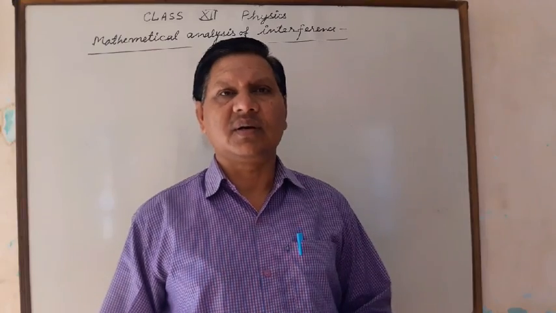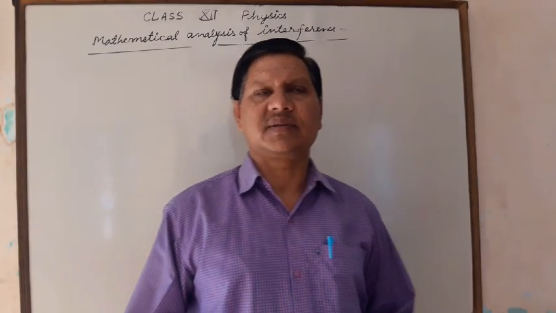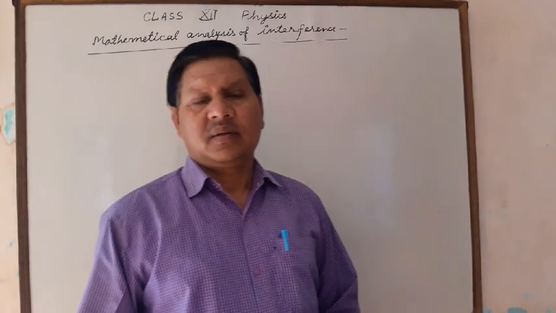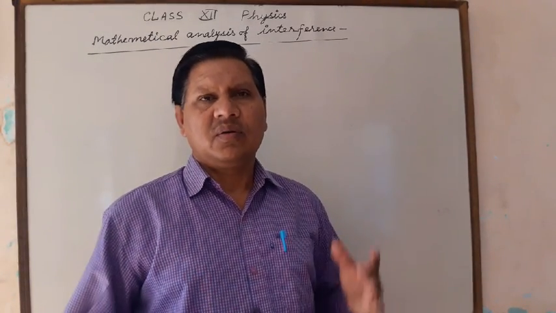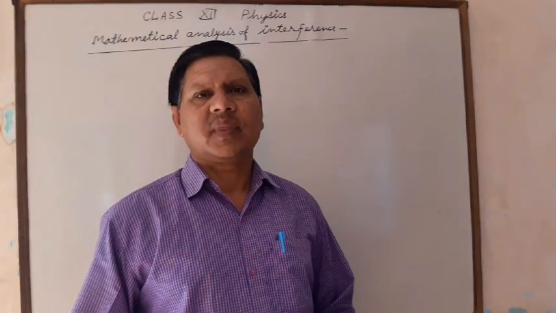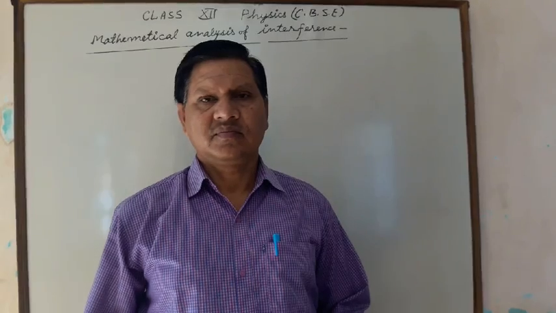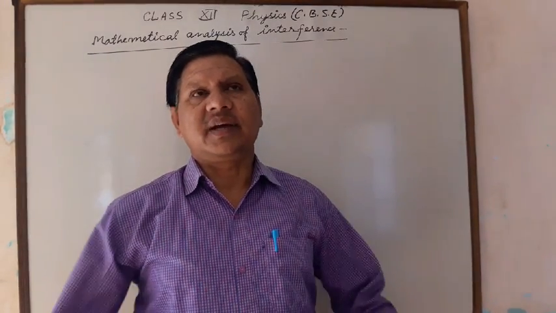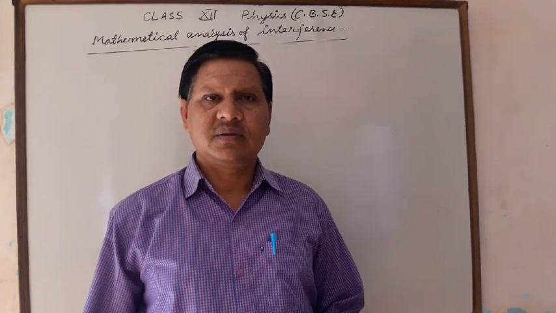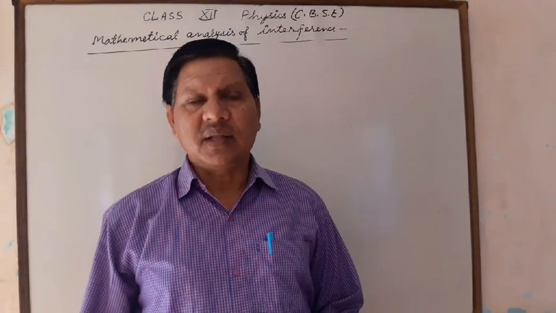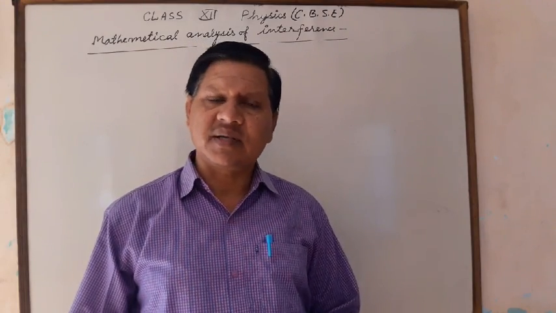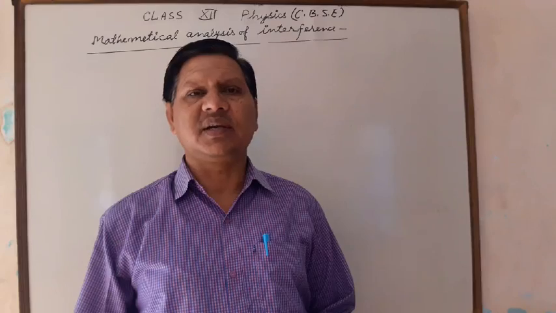Today I will tell you about the mathematical analysis of interference. We know that when two waves of same frequencies are superposed to each other, then the intensity of the resultant wave at some point becomes maximum, at some point becomes minimum. This phenomenon is known as interference.